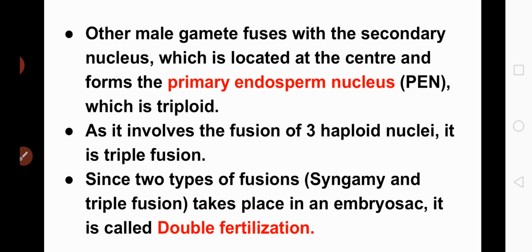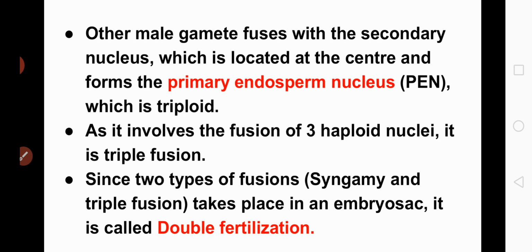Understood? Once again I'll repeat. Of the two male gametes, one of the male gametes fuses with the female gamete. Thus fertilization takes place. As a result of fertilization, zygote is formed. Okay. Now the other male gamete fuses with the secondary nucleus. As a result of this, primary endosperm nucleus is formed, and this primary endosperm nucleus is triploid. Clear? As it involves the fusion of three haploid nuclei, it is called triple fusion.